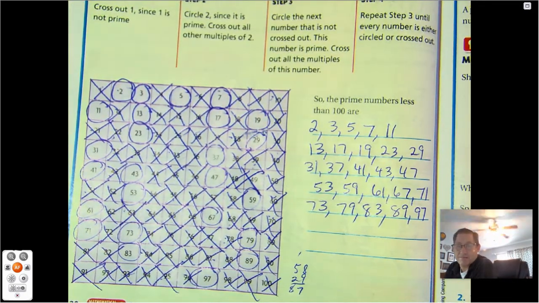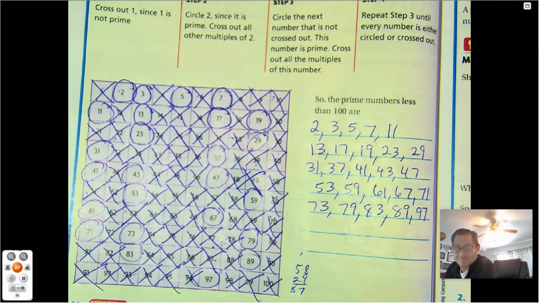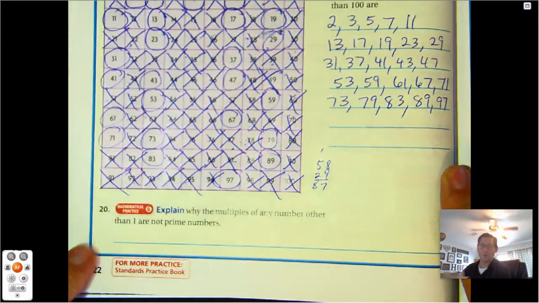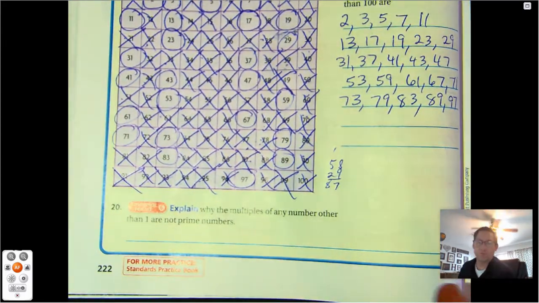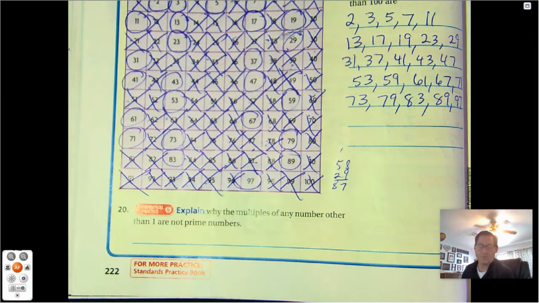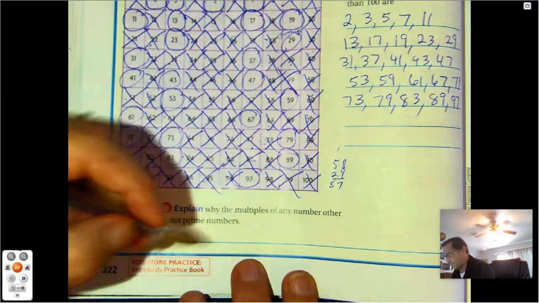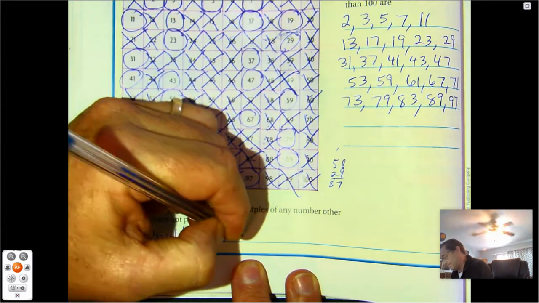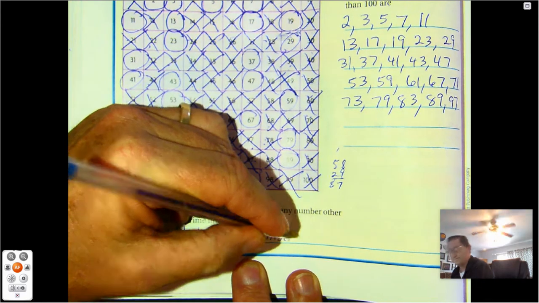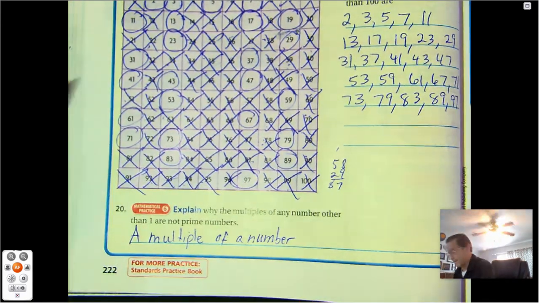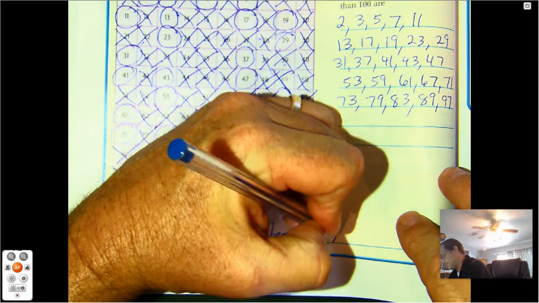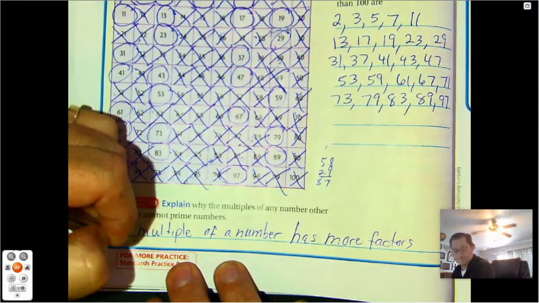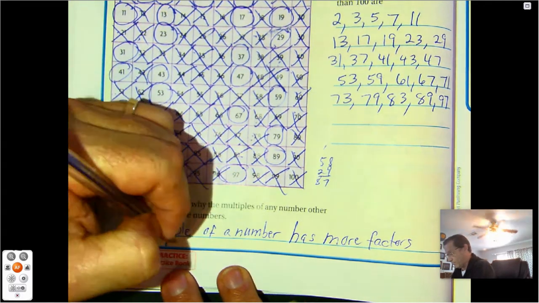Okay. Now the whole purpose of that idea: explain why the multiples of any other number other than 1 are not prime numbers. Well, a multiple of a number has more factors than 1 and itself. Okay.